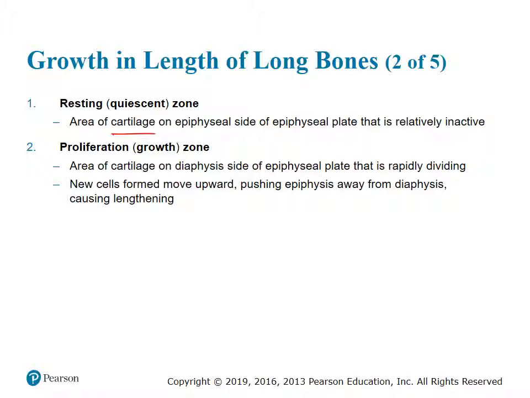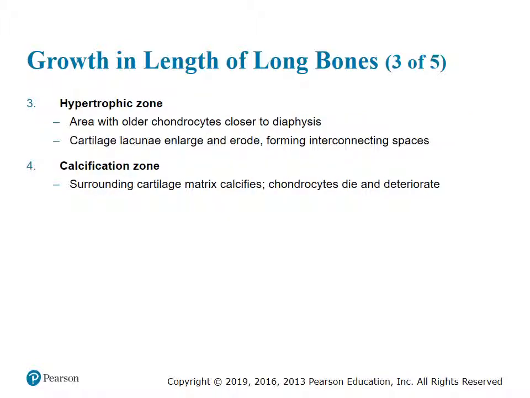Now, the row of cells above the resting zone is called the proliferation zone, and this is where cartilage is rapidly dividing or undergoing mitosis, right? That's what that really means. Rapidly dividing means mitosis. The cells move upwards, pushing from the epiphysis toward the diaphysis, and thus causing the lengthening of the bone.